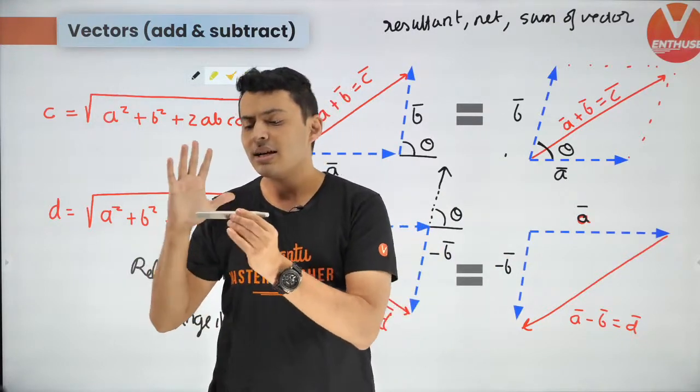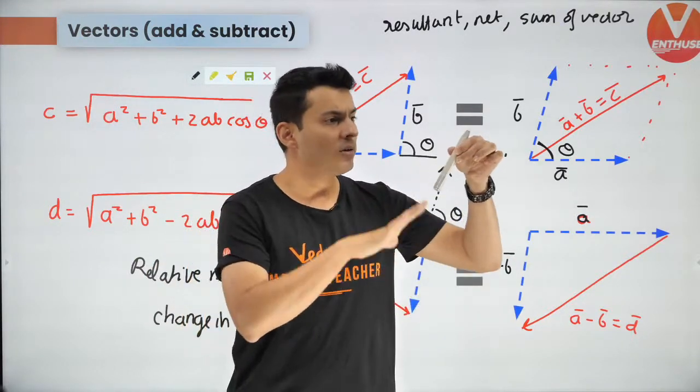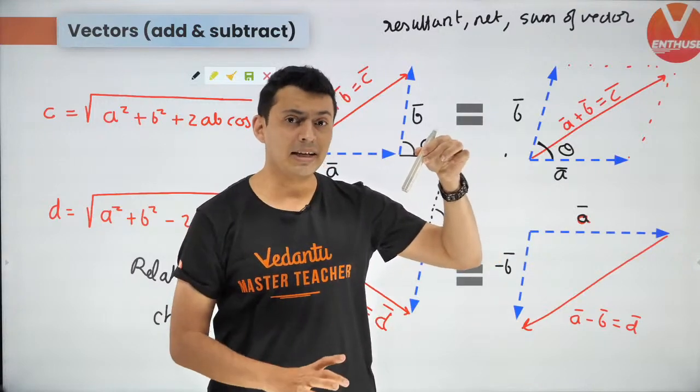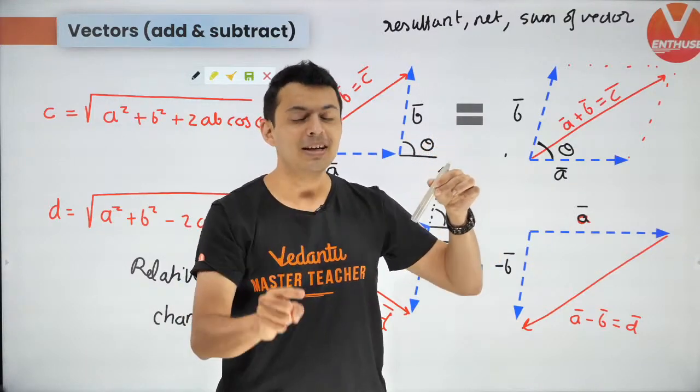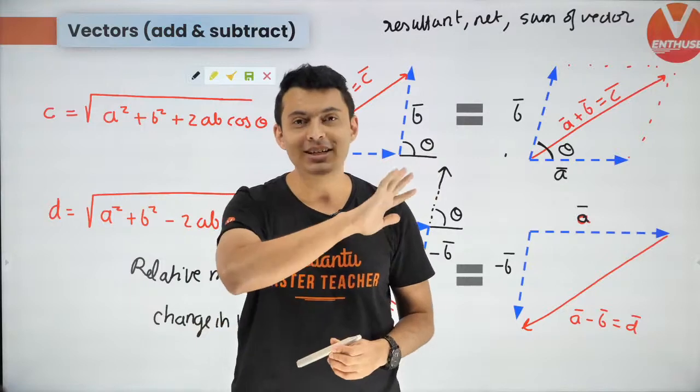If the speed was 10 meters per second, later on also if the speed is 10 meters per second, the change in the speed is zero. But change in velocity is not zero.